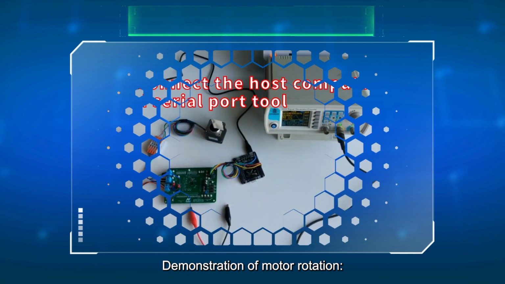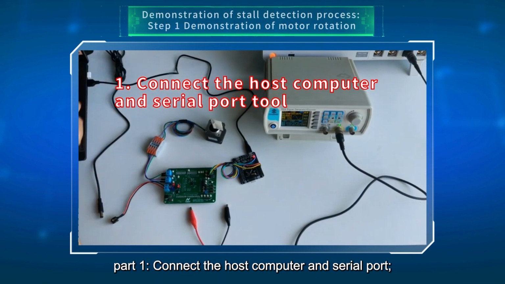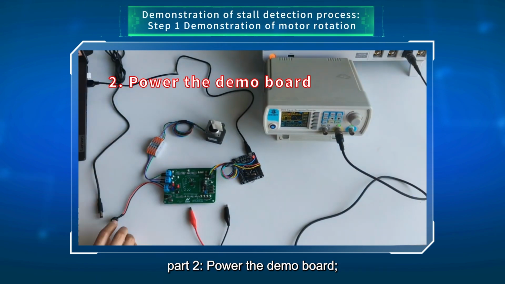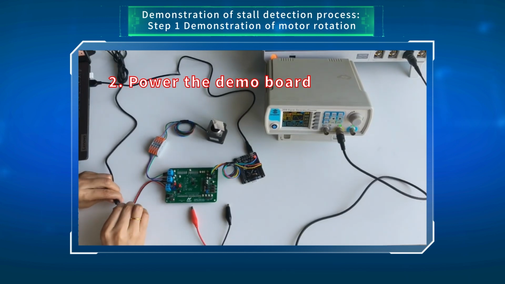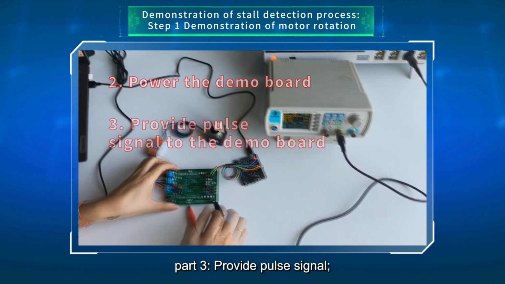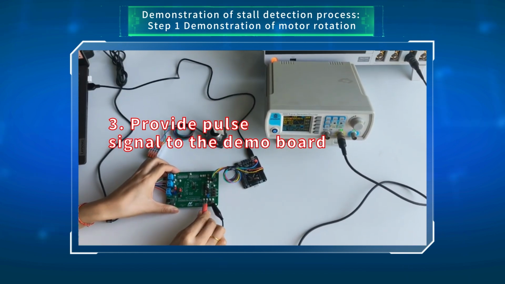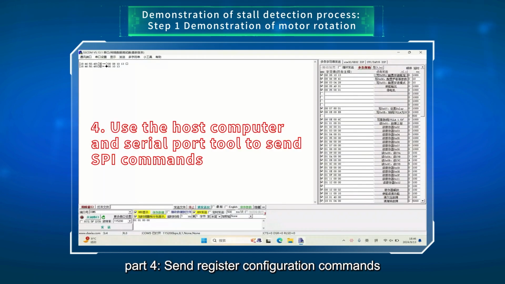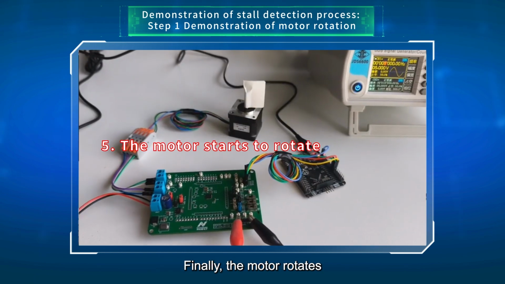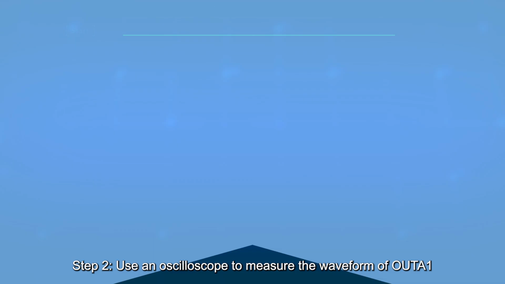Demonstration of motor rotation. Part 1. Connect the host computer and serial port. Part 2. Power the demo board. Part 3. Provide pulse signal. Part 4. Send register configuration commands. Finally, the motor rotates.